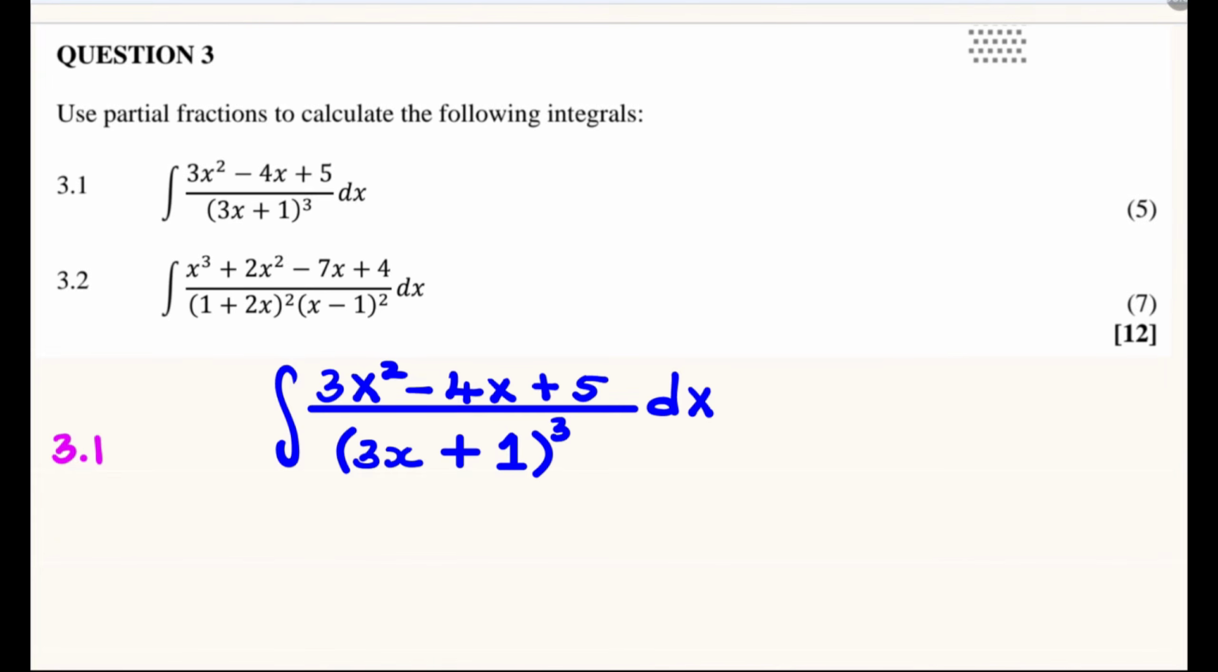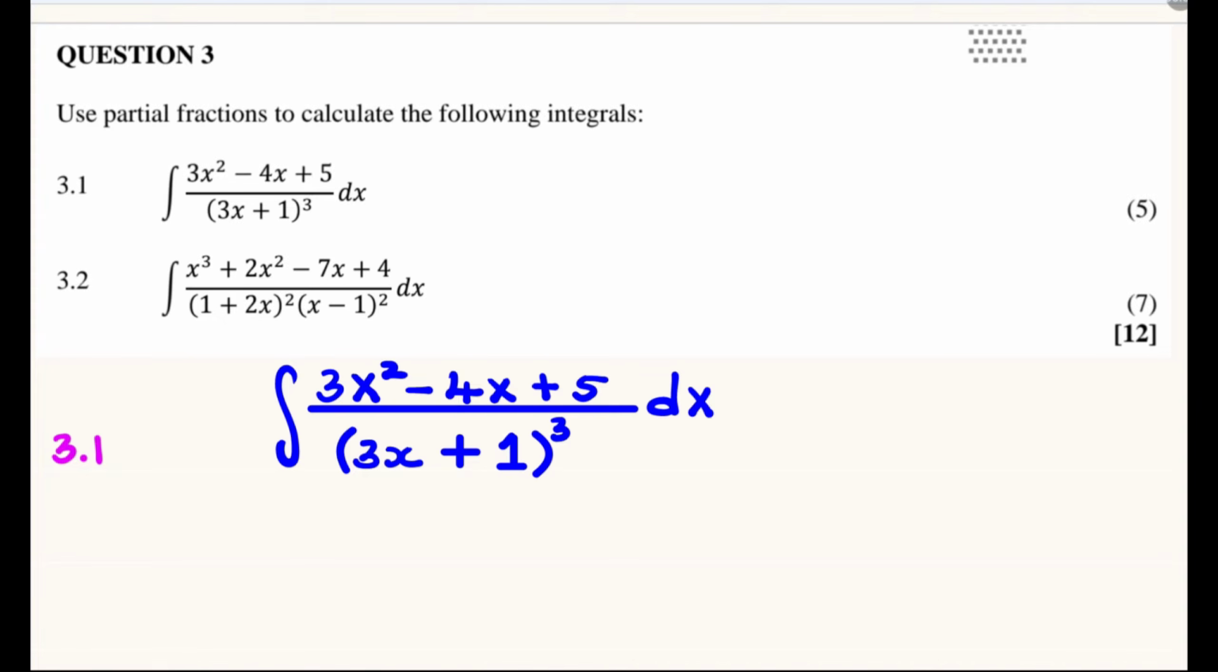My name is Pino. In this video, we use the techniques of partial fraction decomposition to evaluate question 3 from the April 2025 N6 Mathematics question paper.